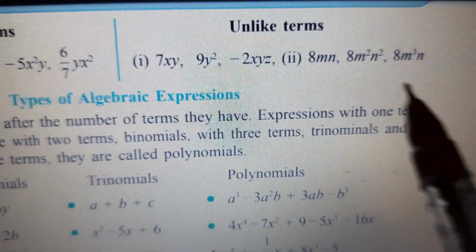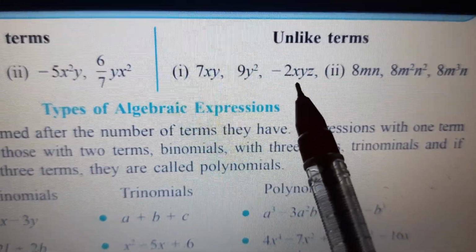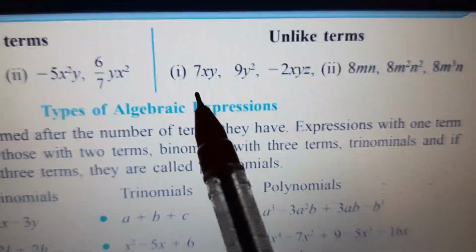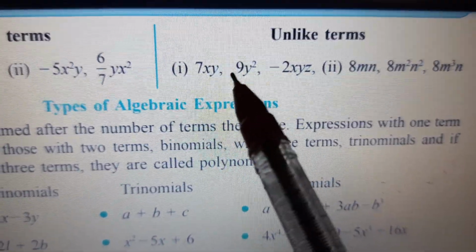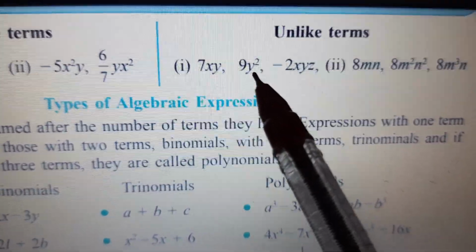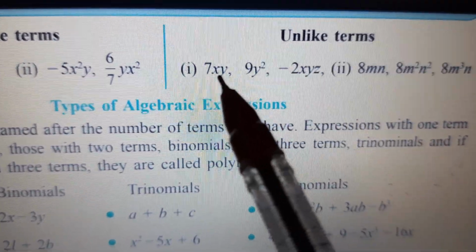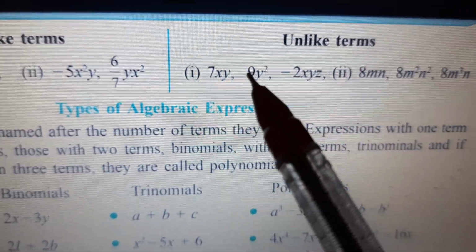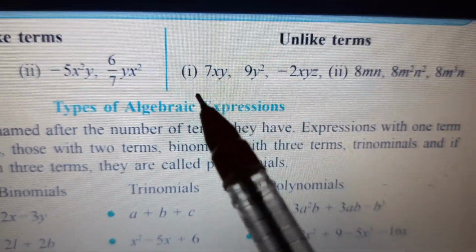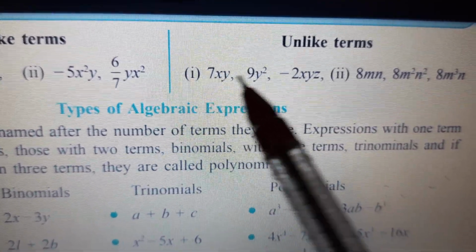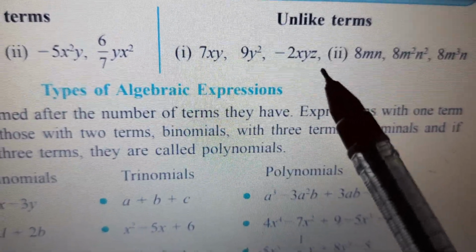Unlike terms. You can see this first one, 7xy, 9y square, minus 2xyz. So you can see 7 is the coefficient, here 9 is the coefficient, minus 2 is a coefficient. Variable xy, here the variable is only y, here the variable is xyz. So they are not the same. They don't have the same variables. Also here y raised to 2 and here it is y raised to 1. But even this and this are not like terms because xy and here xyz. So z makes it different, children. So it is unlike terms.